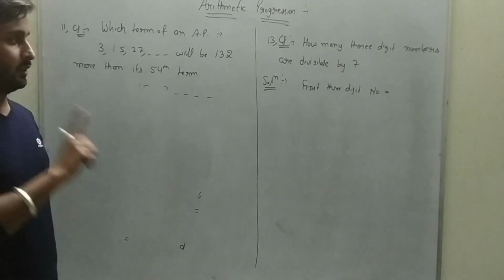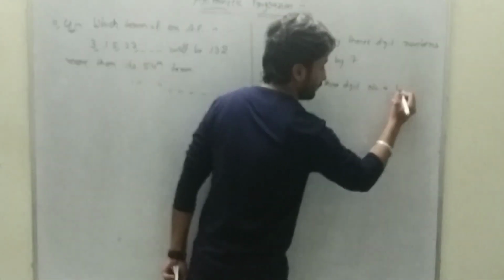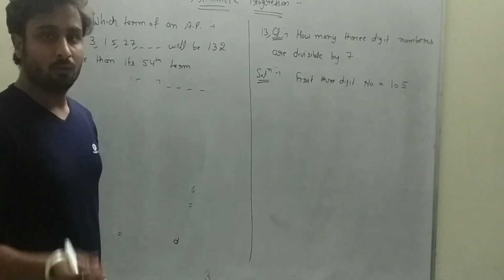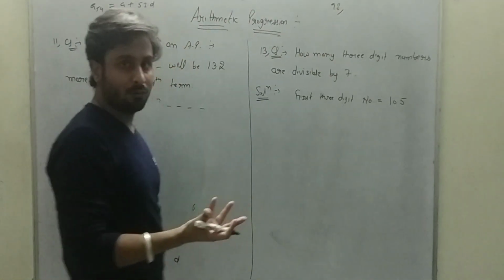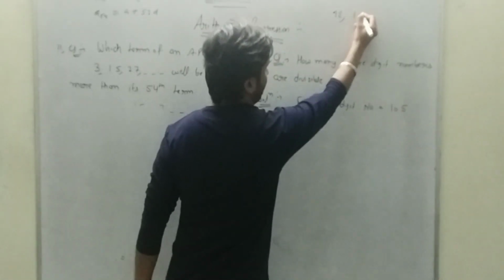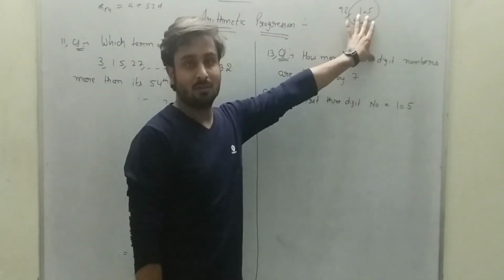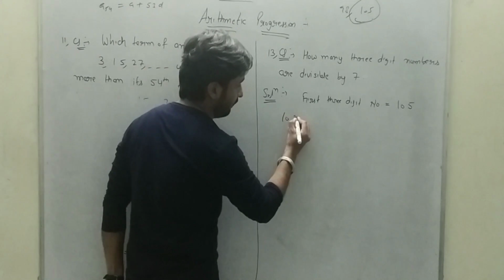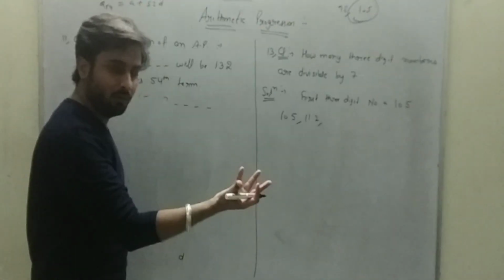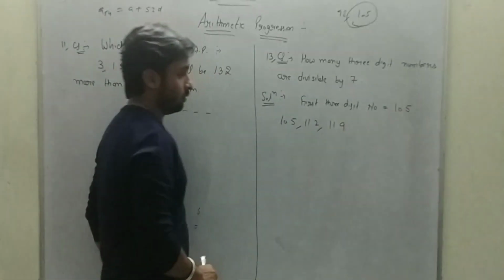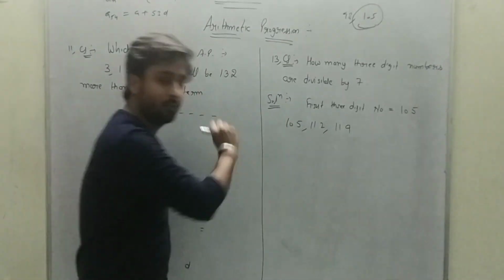What will be the first 3-digit number that will be divisible by 7? It will be 105. You know the table of 7? After 98, 105 is the first 3-digit number which will be divisible by 7. This will be 105. The next number will be 112, the next will be 119. So the 3-digit numbers divisible by 7 start from 105, right?